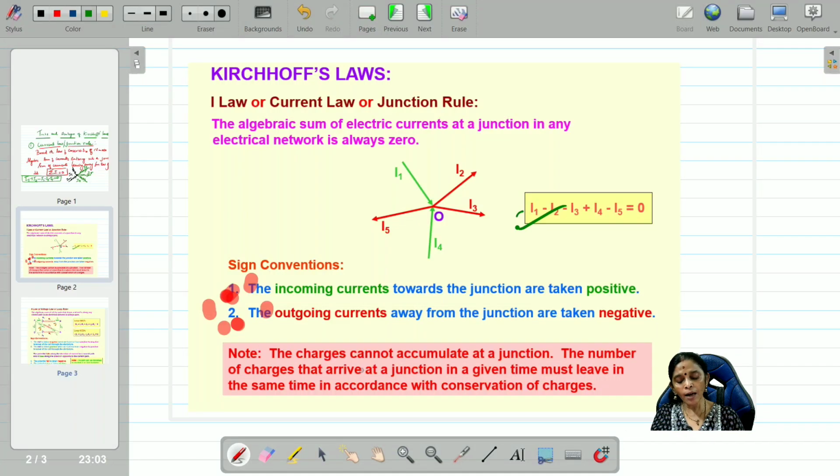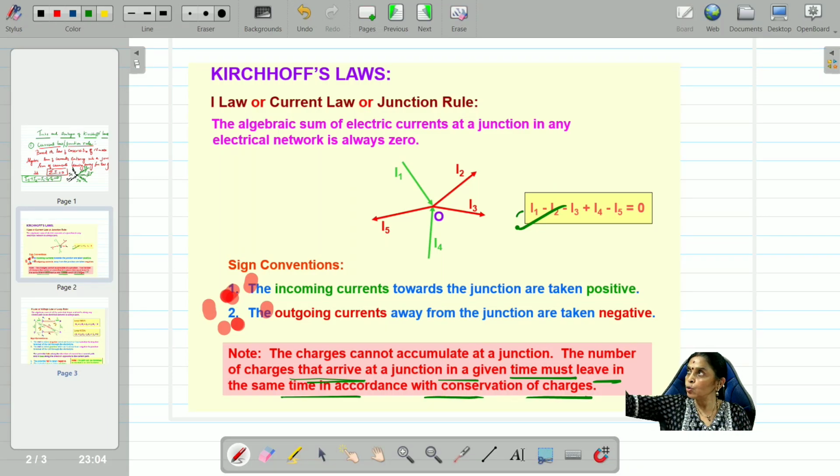Note, the charges cannot accumulate at a junction. The number of charges that arrive at a junction in a given time must leave in the same time, in accordance with the conservation of charges. So the charges entering into the junction will not be stored at that point. Immediately they leave away from the junction. Therefore, the charges are conserved. Hope you understand. Next, we will go to the next one, that is Kirchhoff's voltage law.